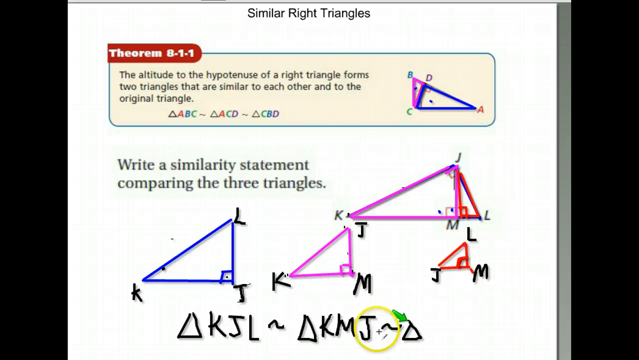in different order. Okay, so what would the last one's name, what order would it go in if it needs to match up with these two? That's kind of why we pull them apart and look at them in exactly the same direction so that then we can name them a little more easily.